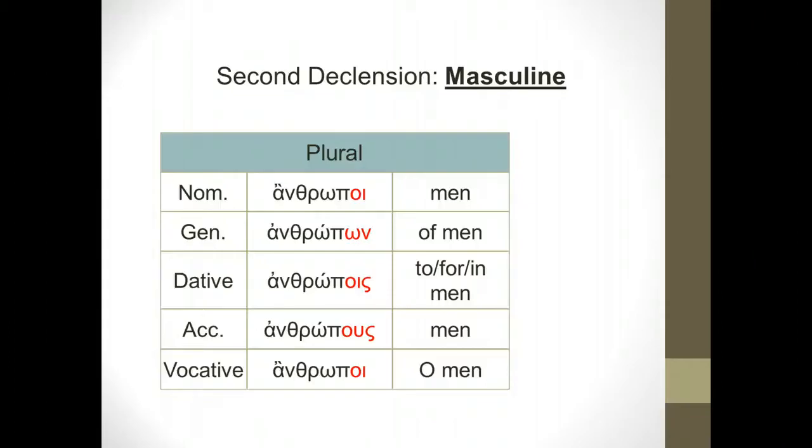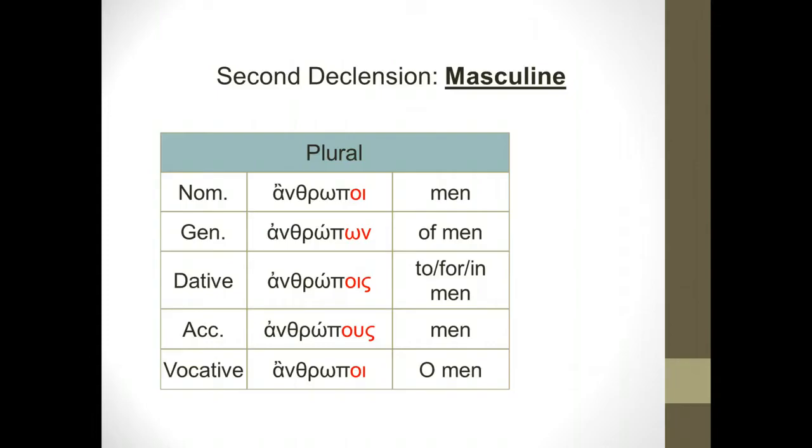Now, I want you to notice something very important here. The vocative and the nominative have the same exact ending. How will you know whether it is nominative or vocative? The good news is you'll just have to figure it out by context. We will not be able to tell until we get into more complicated Greek sentences.